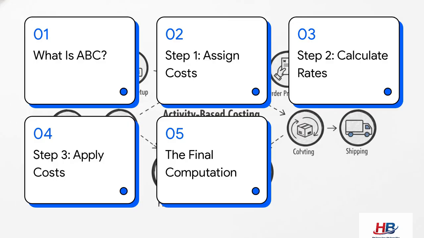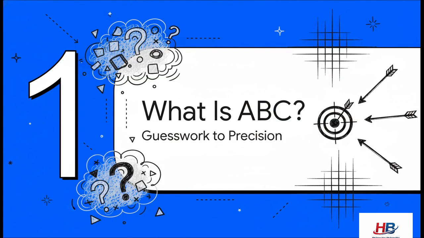All right, so how do we fix this mess? Here's what we're going to do. First, we'll cover what activity-based costing even is. Then, we'll walk through the three main steps: assigning costs, calculating rates, and then applying those costs. And trust me, you'll want to stick around for the final computation. That's where it all comes together. Okay, let's dive right in.